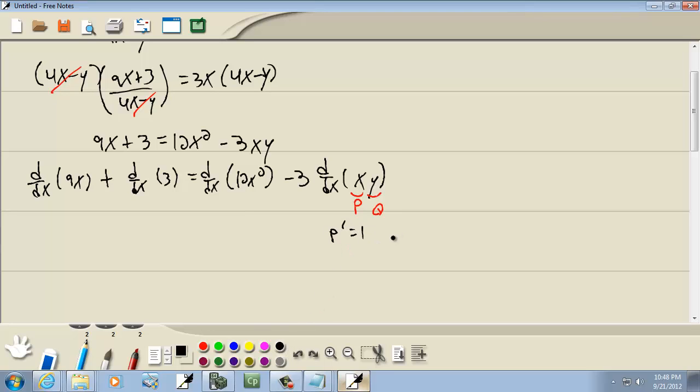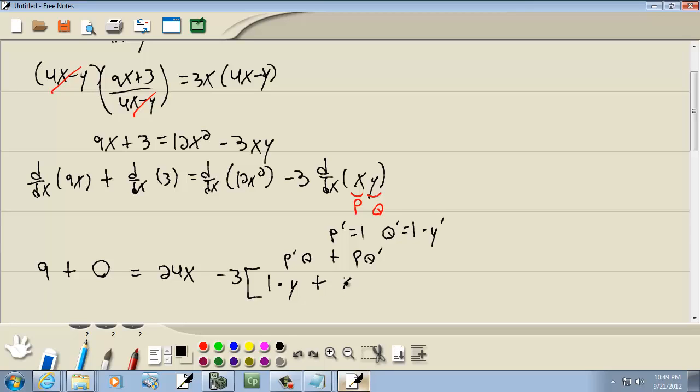Well, P prime would be 1. Q prime would normally be 1, but since we're taking the derivative with respect to x, and it's really y, we have to add on a y prime. Okay, so the derivative of 9x is 9. Derivative of 3 is 0. Of 12x squared is 24x, minus 3 times p prime q plus p q prime for a formula. P prime is 1 times q, which is y, plus p, which is x, times q prime, which is y prime.